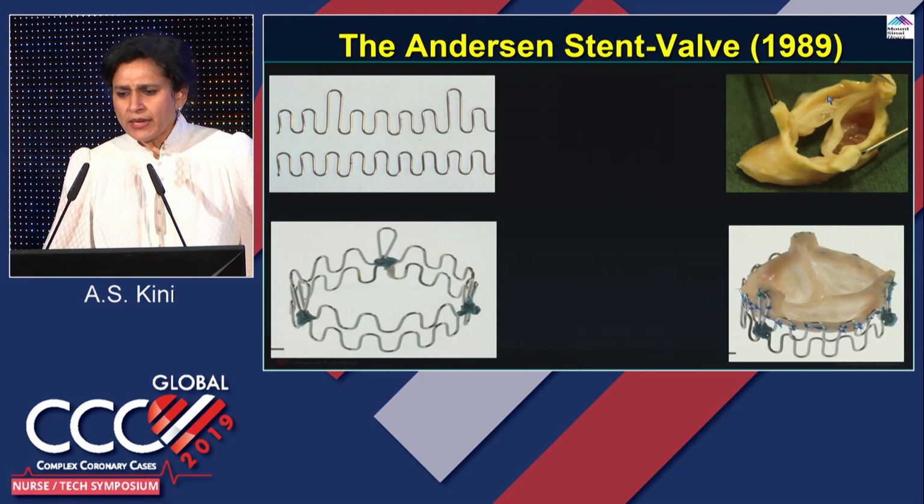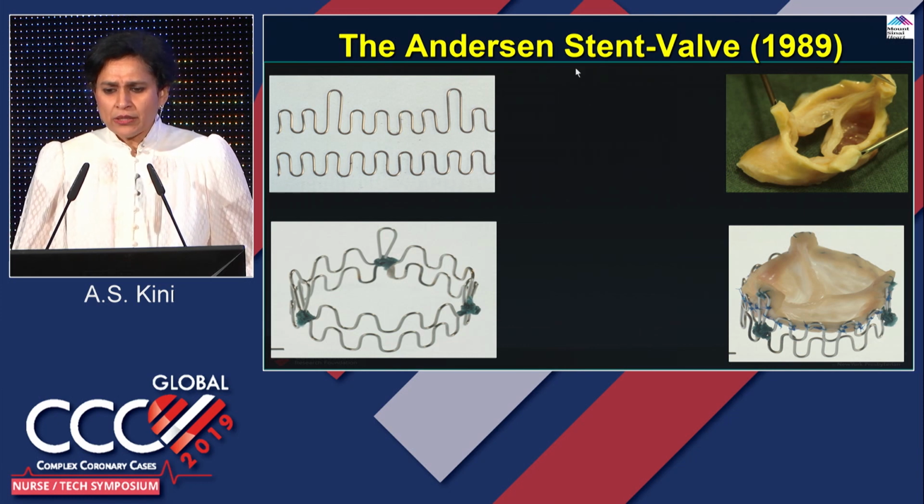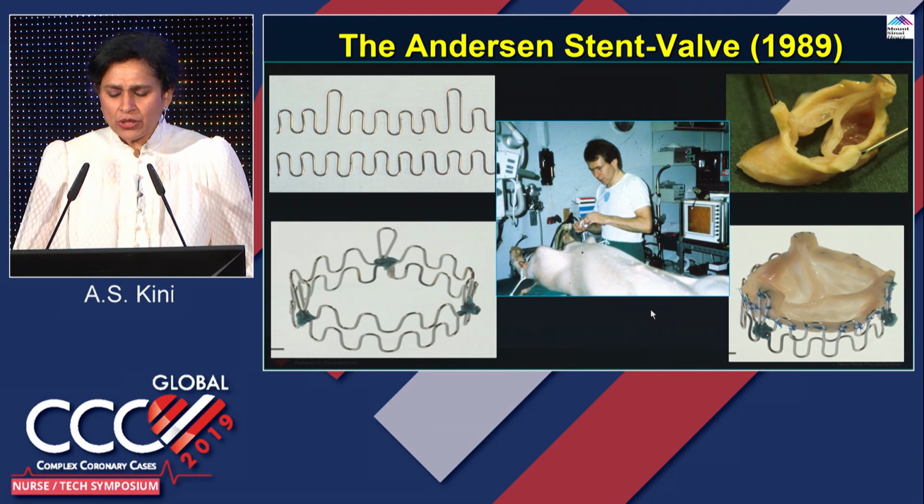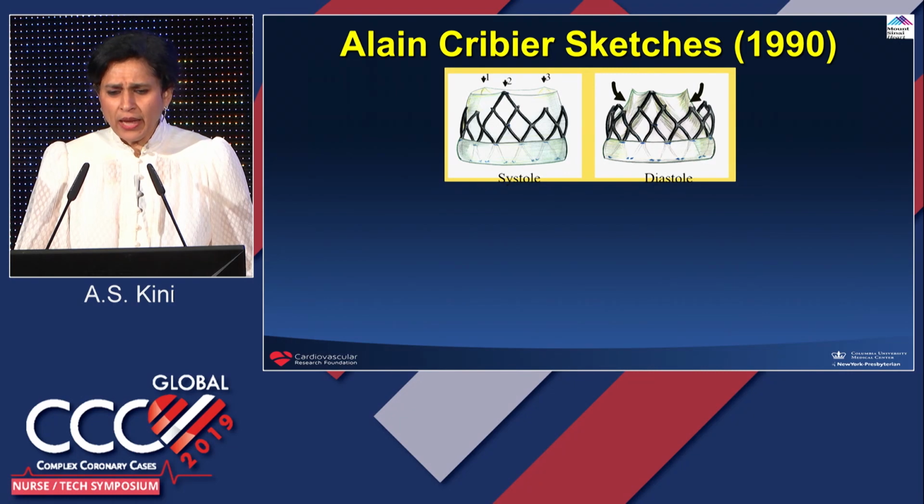So in 1989, this is how the Anderson stent valve came about. What he did was take this coil and use it in a pig to see if we can do a percutaneous valve. This was the first experiment done on pigs. And then Alain Cribier is the one who did a sketch of how the valve should look. If you see here, this is how the current valve actually looks. They just took a metal piece and then attached the pericardium to make it look like a normal valve.